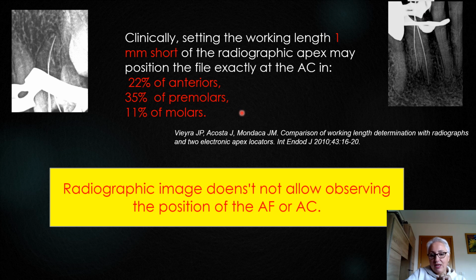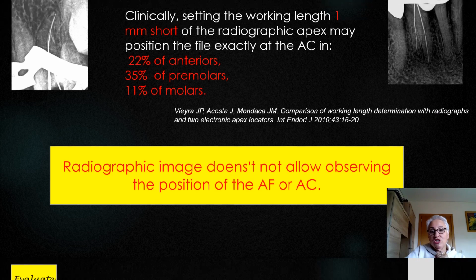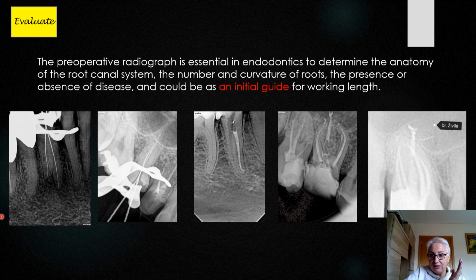So the radiographic image does not allow observing the position of the apical foramen or the apical constriction. So it's a normal question: do we need radiographic images if we cannot determine the position of the apical constriction or apical foramen? I think the preoperative radiograph is essential in endodontics to determine the anatomy of a root canal system.